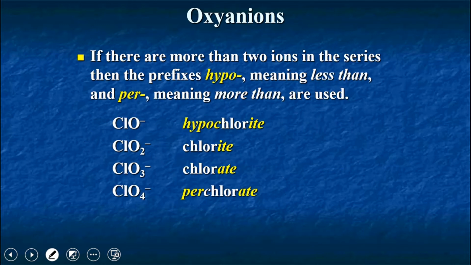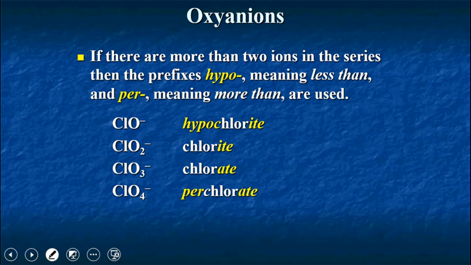Now, if there are more than two ions in the series, then besides the ITE and ATE endings, you're also going to add the prefixes hypo and per. Hypo for less than and per for more than. So this series, composed of polyatomic ions of chlorine and oxygen, goes from ClO to ClO2, ClO3, ClO4. You can see the names there: hypochlorite, chlorite, chlorate, and perchlorate. Like I said, you don't have to memorize these.